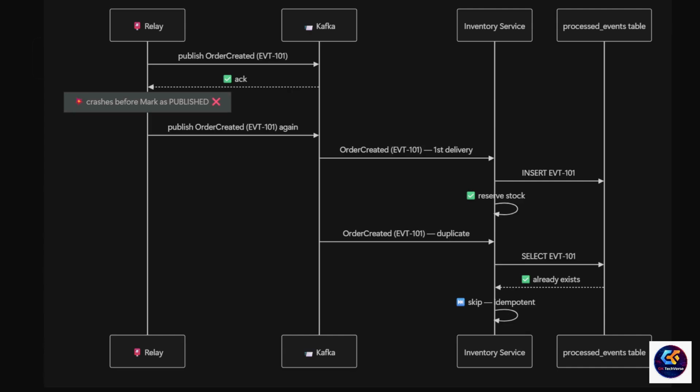Every event should have a unique event ID. The first time an event arrives, the consumer checks its processed event records. The event ID is not there, so it processes the event, then it stores that event as processed. Now imagine the same event arrives again. The consumer checks the event ID. This time that event already exists, so the consumer skips it. So the same event may arrive two times or even more, but the business operation still happens only once. That is an idempotent consumer.